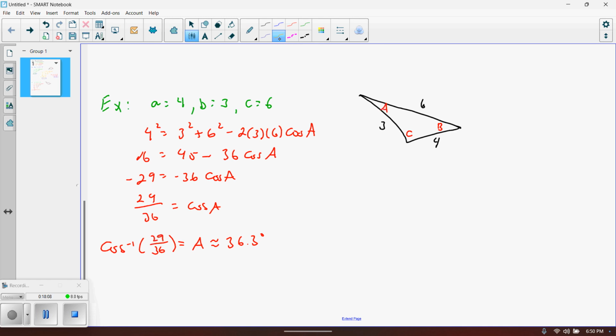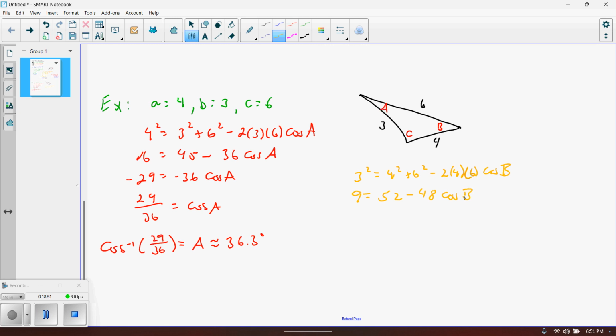Well, that would be B squared equals, so whatever the angle is, remember that's going to be the same thing as the side that goes on the left-hand part of your equation. So B squared is going to be 3 squared equals, and then it's the other two, so it's 4 squared plus 6 squared minus 2 times those two, which is 4 times 6, and then cosine of the angle we're looking for, which is B. So we get 9 equals, let's see, 16 plus 36 is 52, minus 2 times 4 is 8, times 6 is 48, cosine of B.